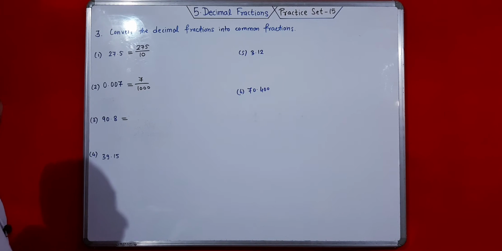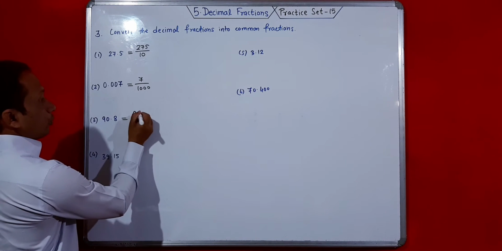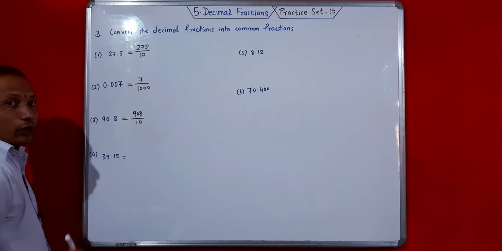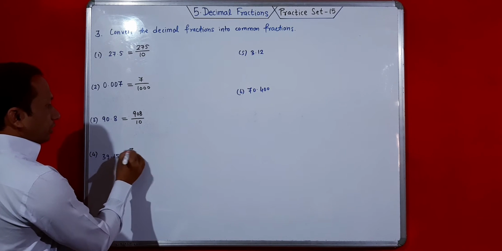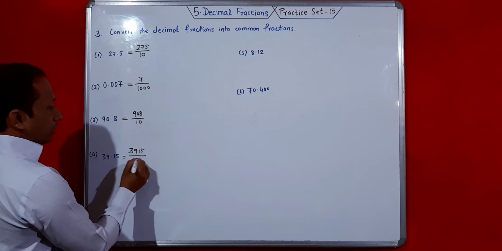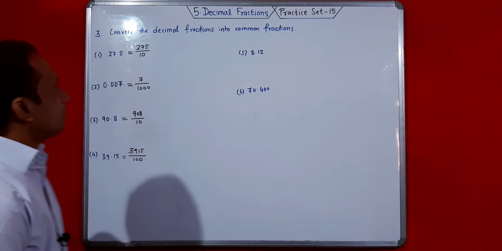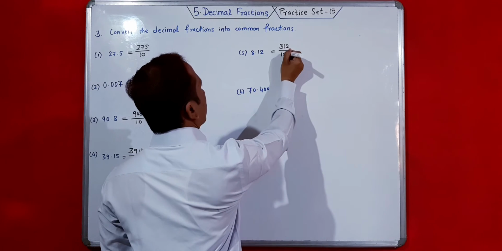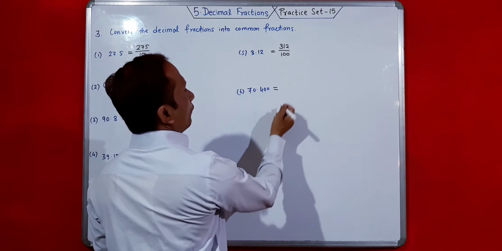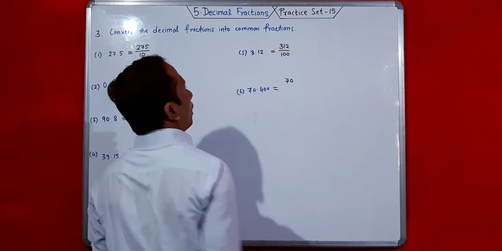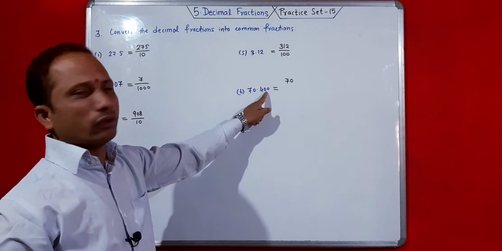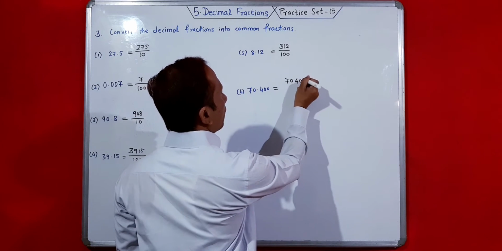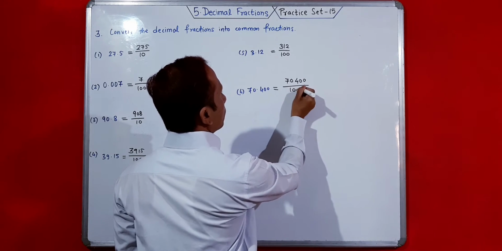So 90.8, 1 point is there, so 908 upon 10. So 39.15, there are 2 points, that's why 3915 divided by 100. So in this way you have to convert very simply. You can do this. 3.12, 2 points are there, 312 upon 100. And 3.70. Actually these zeros are meaningless if we count, but since these zeros are given, take these zeros also, and 3 points are there, so 1000.